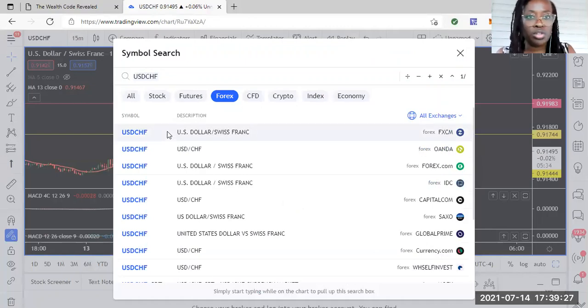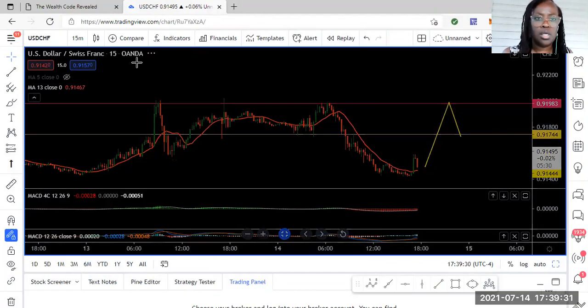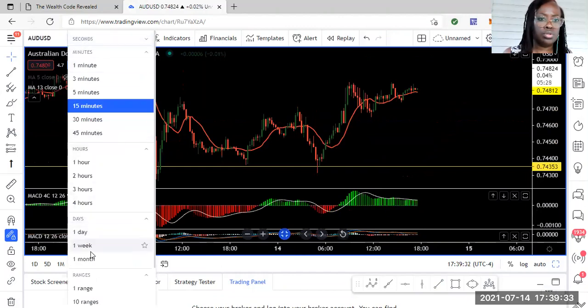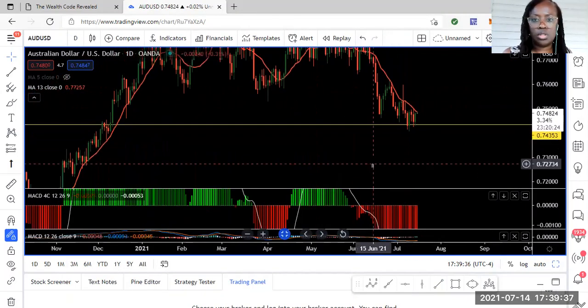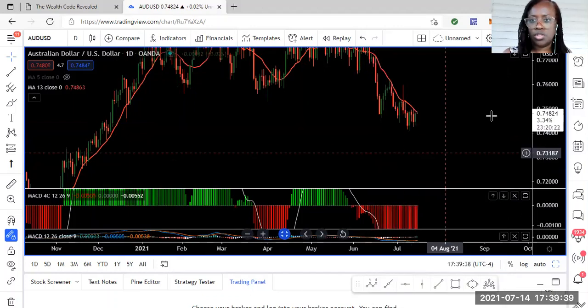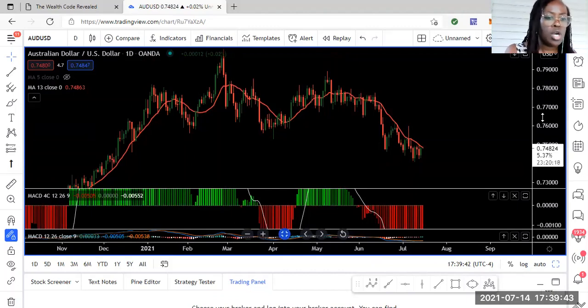The next one we're going to do is Aussie USD. So let's go to daily. We're determining the trend. That's all we're doing. What is price doing? Always ask yourself when you go to the charts, what is price doing? How did price get here, and where do I go from here? Those are the 3 master questions that will always point you in the right direction.